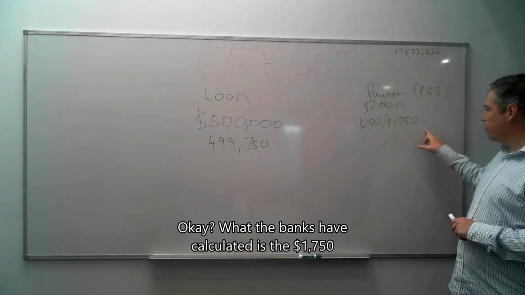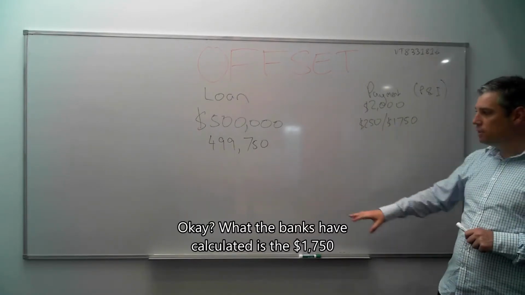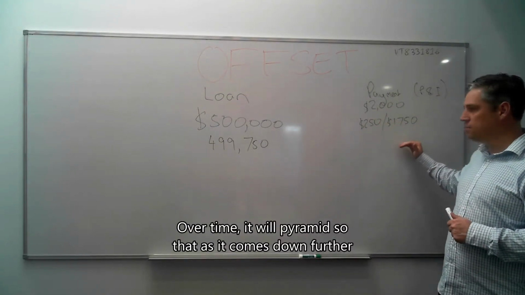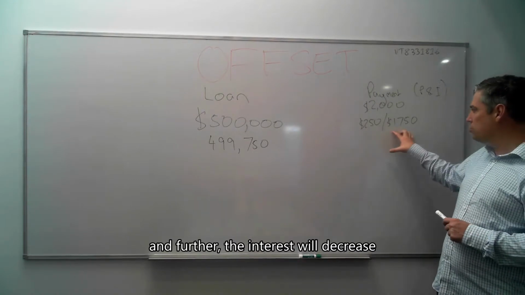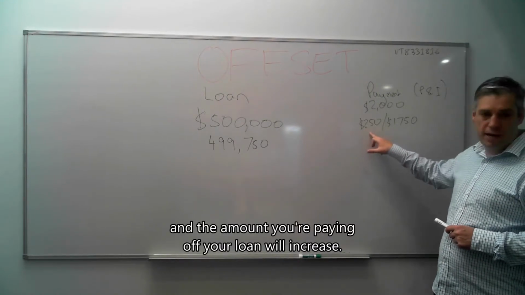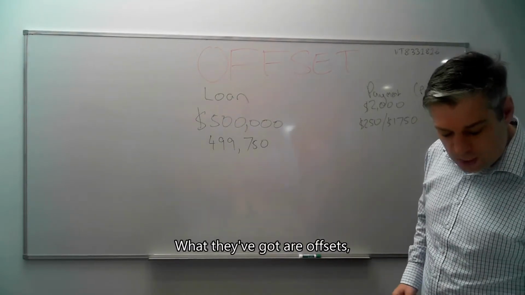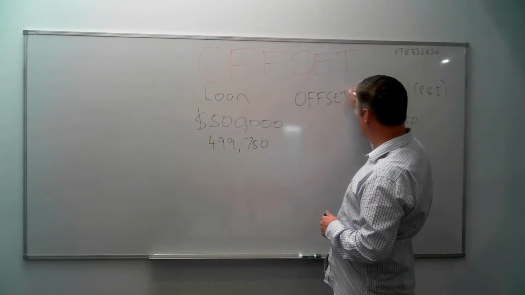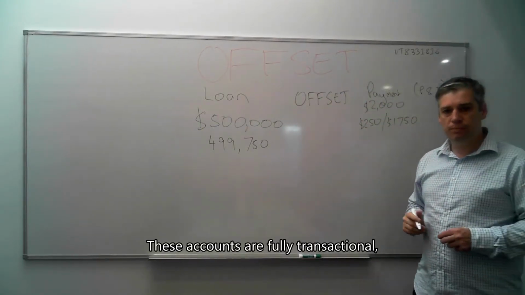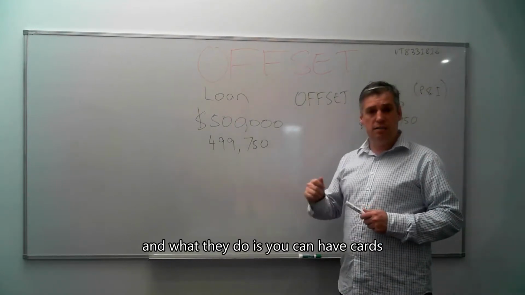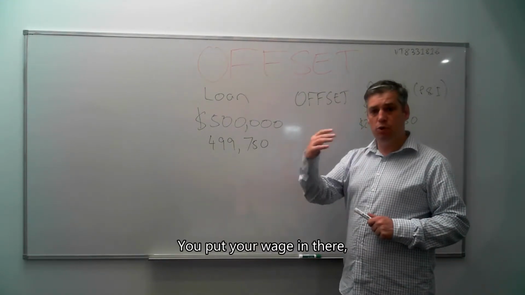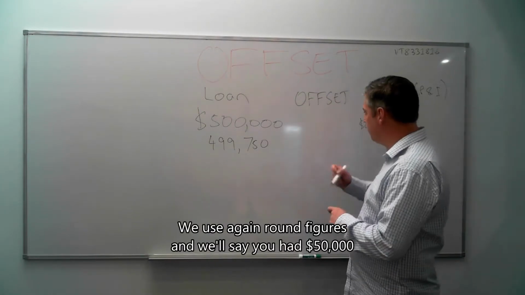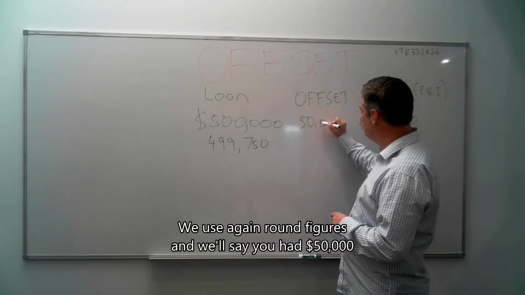Okay, and what the banks have calculated is the $1,750 is enough interest to cover here. And over time it will pyramid so that as it comes down further and further, the interest will decrease and the amount you're paying off your loan will increase. What they've got are offsets, and they sit in the middle here. These accounts are fully transactional, and you can have cards and normal day-to-day transactions on it. You can put your wage in there, and so any money you have sitting in your account actually comes off your loan. We'll use again round figures, and we'll say you had $50,000 in your account.